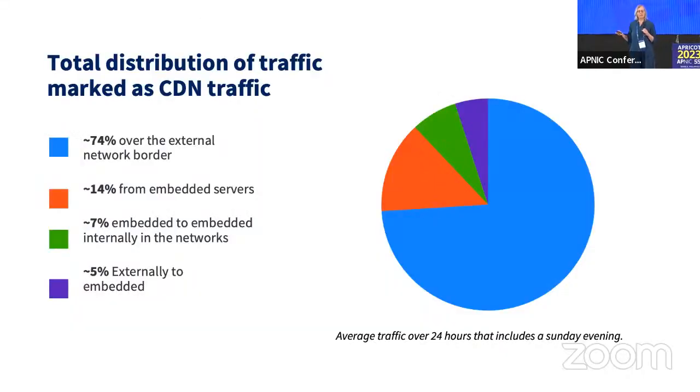Another way to look at it is if we look at the traffic. Again, this is NetFlow data from a sample of ISPs that I've been able to look at. If I look at the traffic marked as CDN traffic, we're seeing that 74% is coming over an external network border into this particular ISP. 14% is coming from embedded servers, 7% is coming internally between embedded servers inside the network, and 5% is coming from outside of the network into the servers. So again, this is aggregated over a number of ISPs, but it is interesting to see that there is a relatively large amount of traffic from embedded servers, because this counts ISPs who have embedded servers and those who have chosen not to, and including carrier traffic, ISPs.